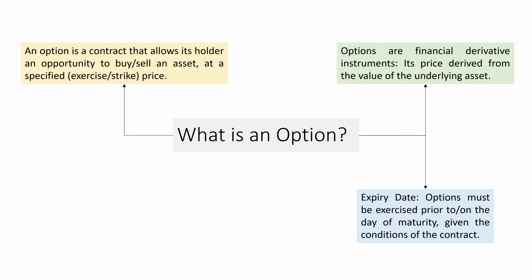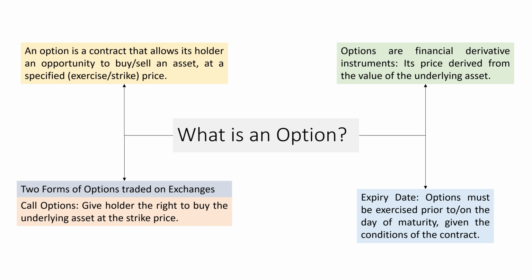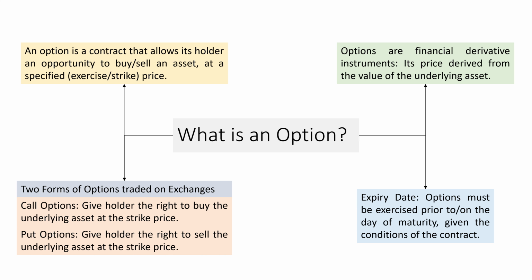All option contracts have an expiry date. Hence, the option must be exercised prior to or on the day of maturity given the conditions of the contract. There are two forms of options commonly traded on exchanges. The first one being a call option that gives the holder the right to buy the underlying asset at the strike price. And the second being a put option that gives the holder the right to sell the underlying asset at the strike price. It's key to remember that options give the holder the right to buy or sell. There is no obligation that the option must be exercised.